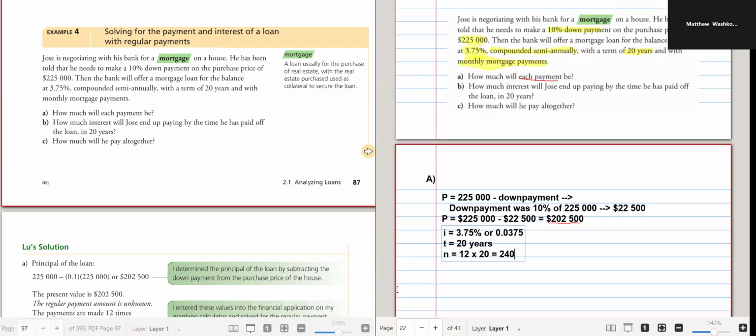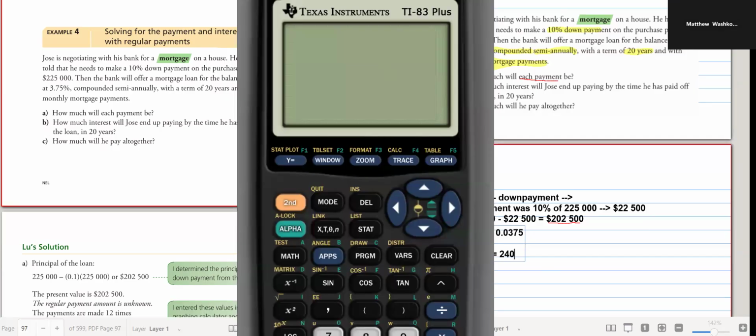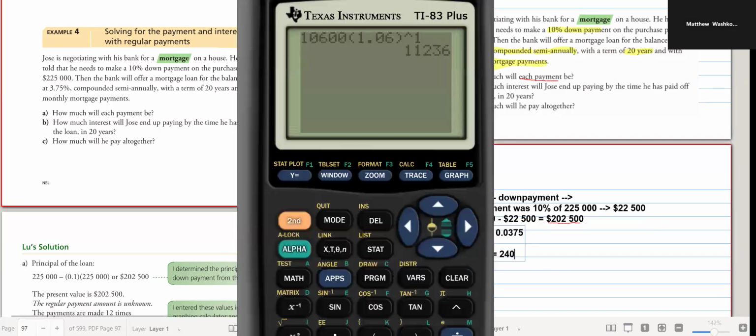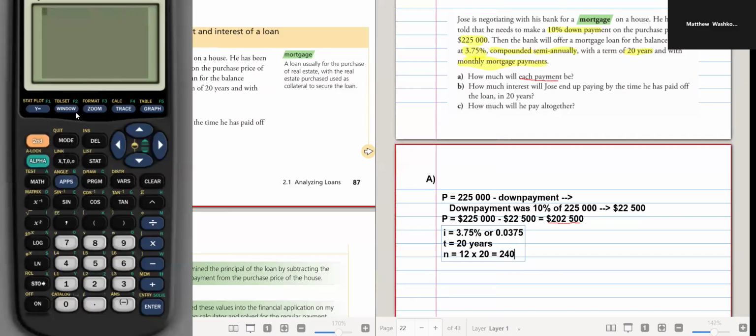So I should now have all the ingredients to solve this. This is a refresher on what we looked at last unit, right? So go to your apps, go to your finance, go to your TVM solver, and input these numbers. N is 240 payments. Interest is 3.75, you just put it as what it is. It does that calculation for you. Now, your present value, PV, is 202,500. That's how much the loan is for. I'm trying to find the payment, so I'm leaving that at what it is.